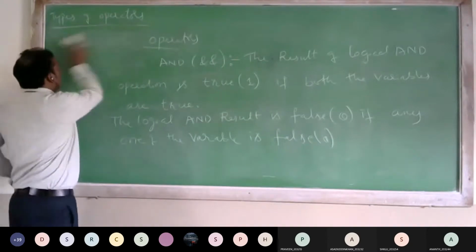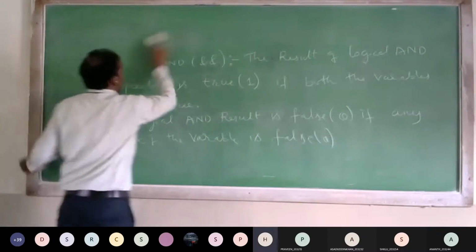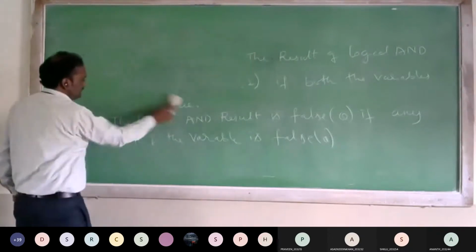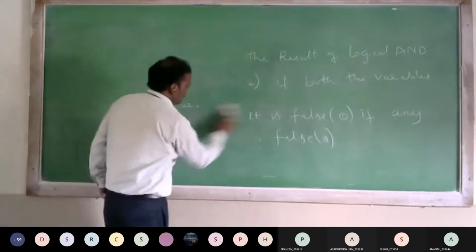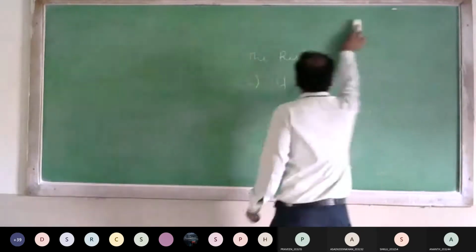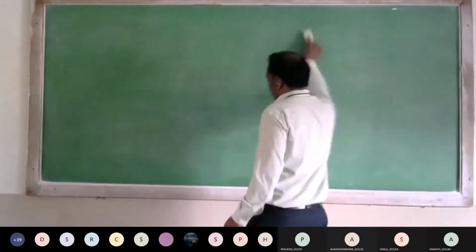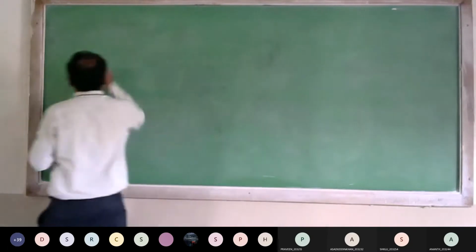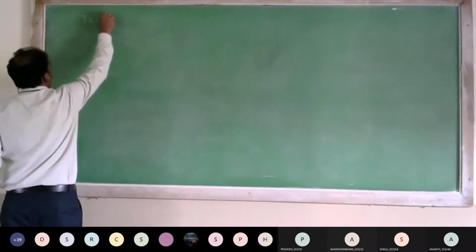I'll erase this one and write the truth table. Sir, one second. This is not completed. Once completed, you can ask the question. Now, truth table for logical AND.